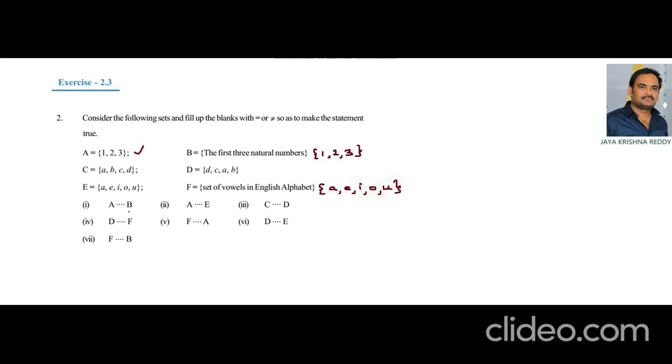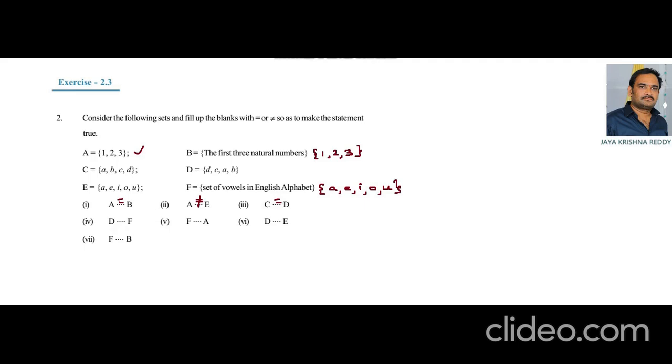Okay, now we have to fill in the blanks. Sets A and B are given. Set A has 1, 2, 3 and set B also has the same elements 1, 2, 3. So I have to write the equal to symbol here. And sets A and E are given. Set A has 1, 2, 3 and E has A, E, I, O, U. The elements are not equal, so I have to write the not equal to symbol. And sets C and D have the same elements but the order is different. So both the sets C and D are equal.